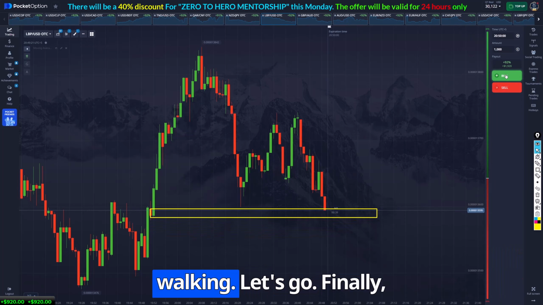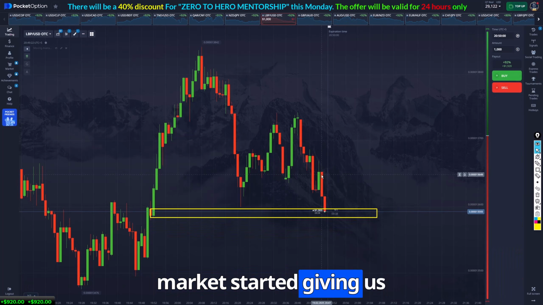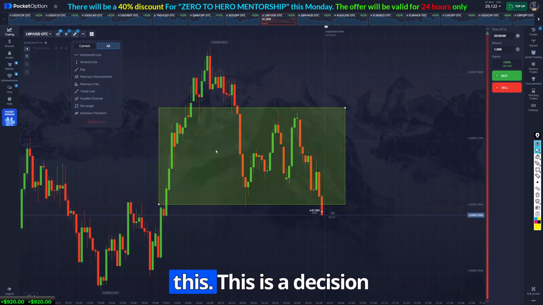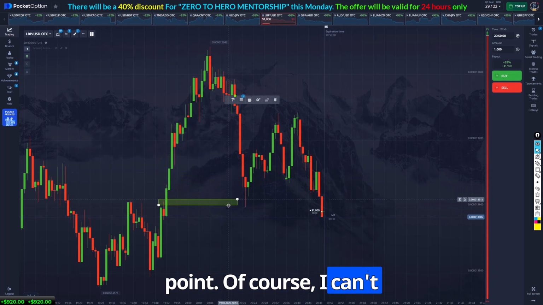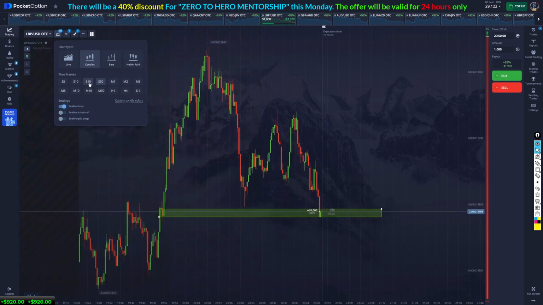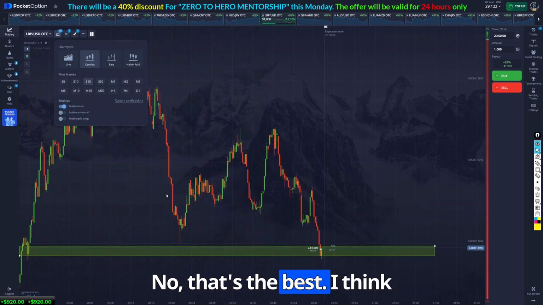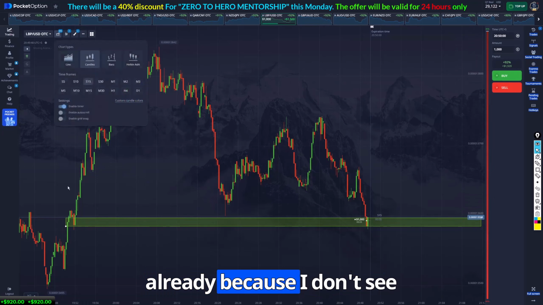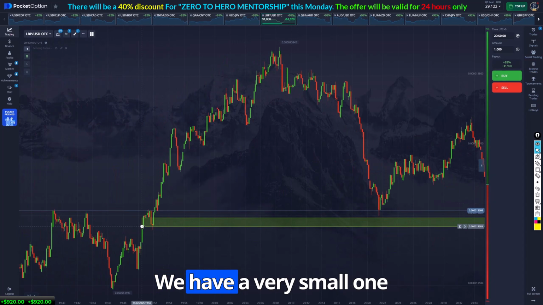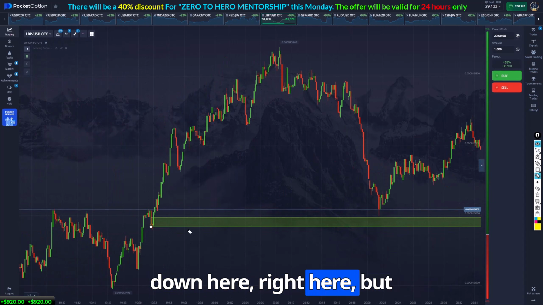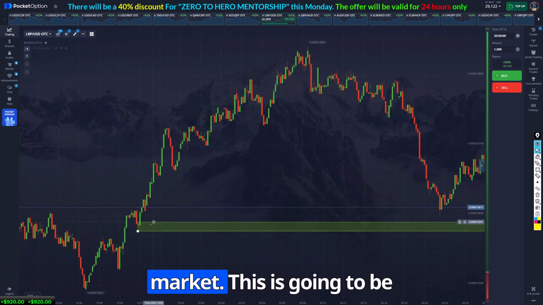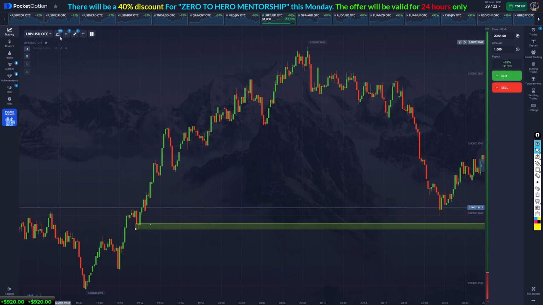Okay, I'm taking this one. Let's go. Finally, the market started giving us some setups. All right, let me just mark this. This is a decision point. Of course, I can look for better entries in the lower time frame. Let's go. Let's go. No, that's the best. I think that was the best entry already because I don't see anything here. All right, we have a very small one down here, right here. But I think the market has already moved from there. Look, I mark this. This is going to be the precise entry.